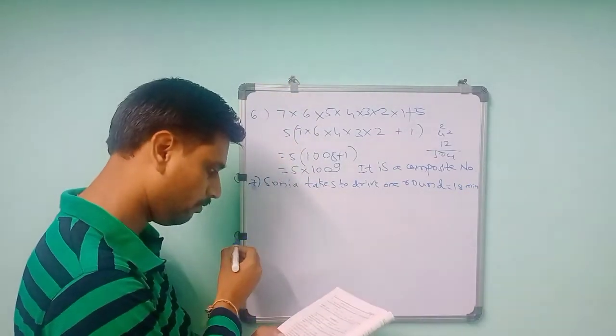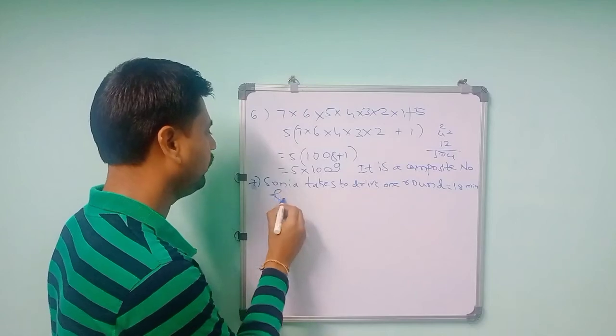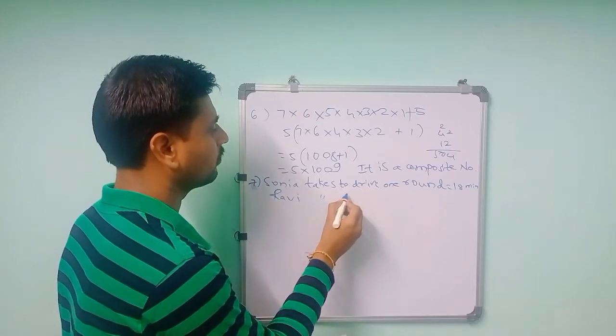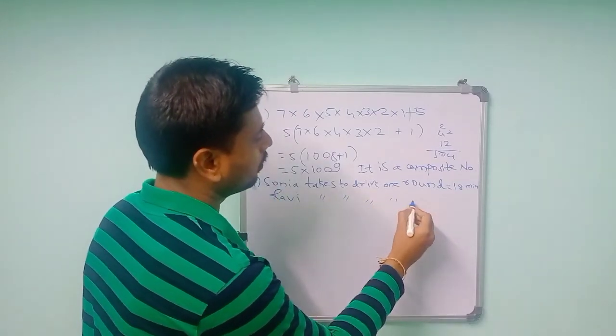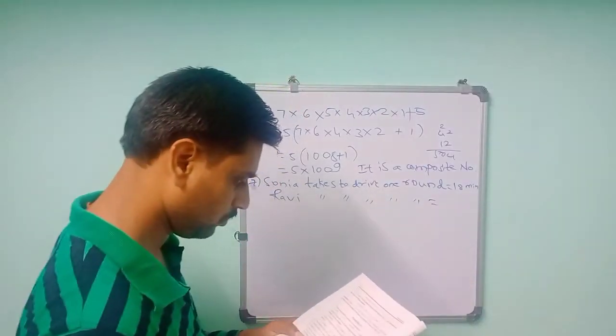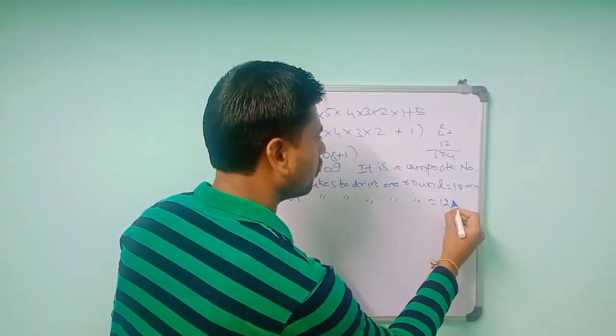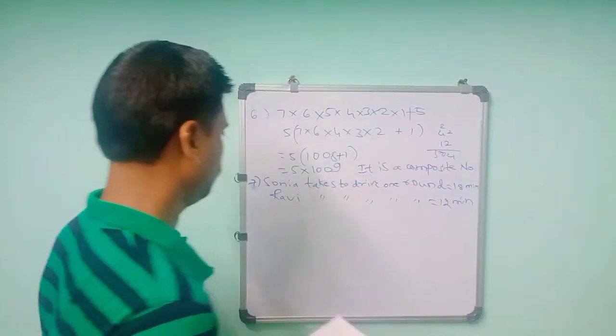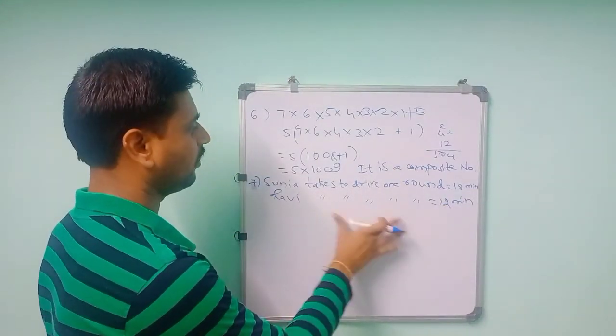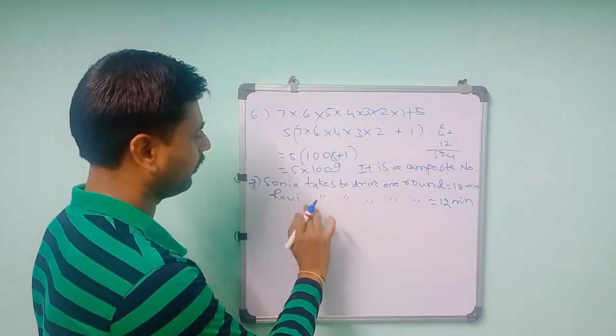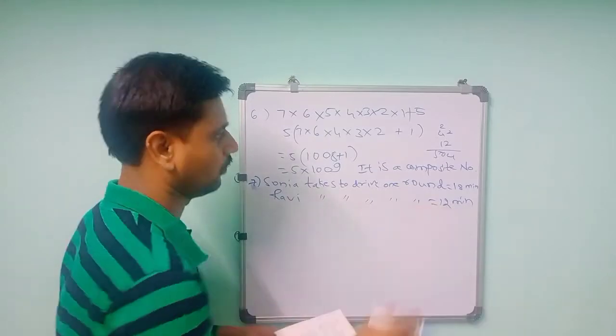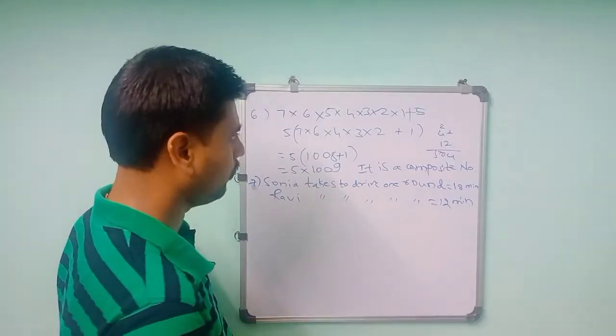Then Ravi takes is equal to 12 minutes. I have written it in short form, but you can write it in full: Ravi takes 12 minutes to drive one round. So 18 minutes and 12 minutes.